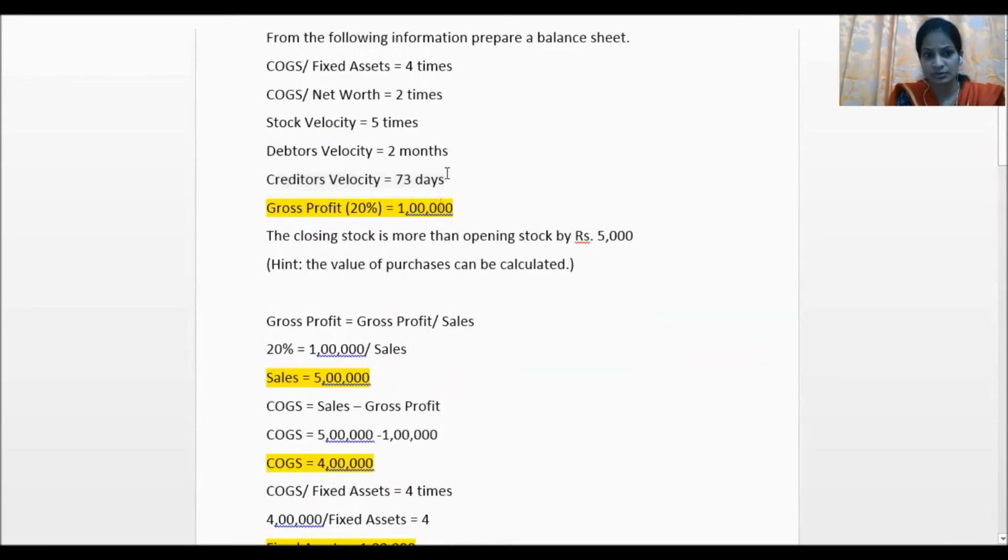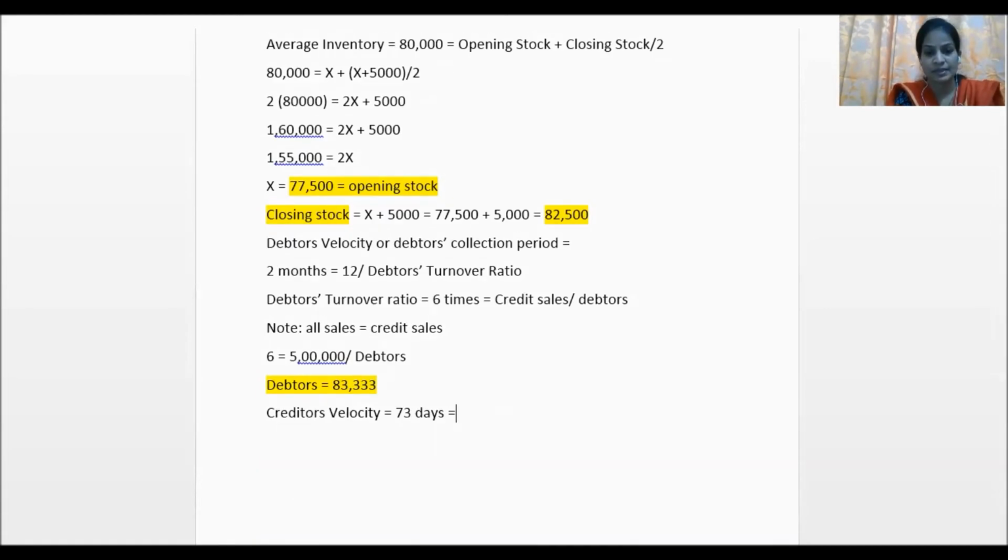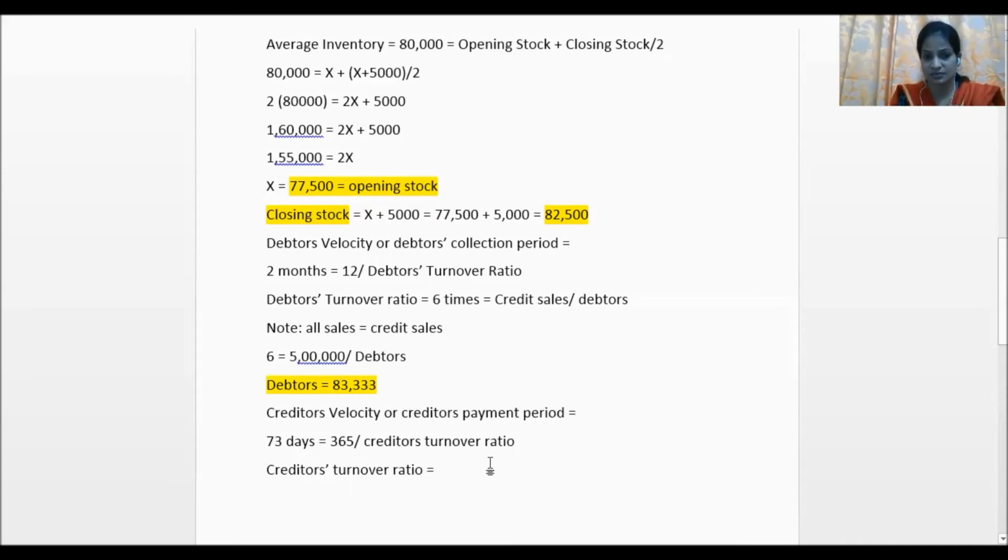Now creditors velocity, this is the ratio which is left now. We'll solve this one: 73 days. This is given in days, not in times. So this is nothing but your creditors payment time, 73 days. Since it is given in days, we take 365 days in a year divided by creditors turnover ratio. So creditors turnover ratio will come to 365 divided by 73 days, that comes to 5 times.